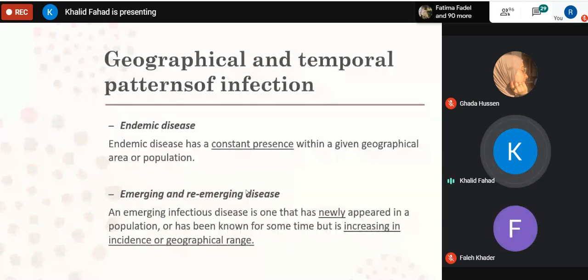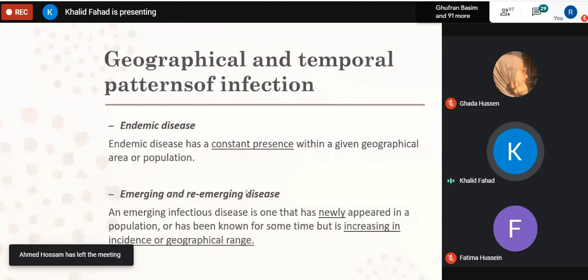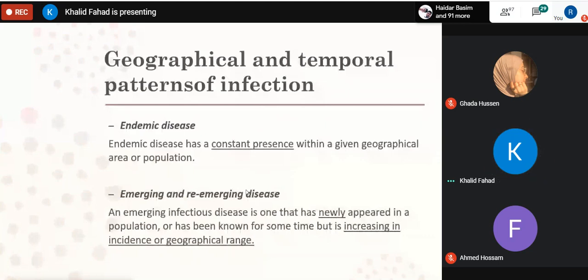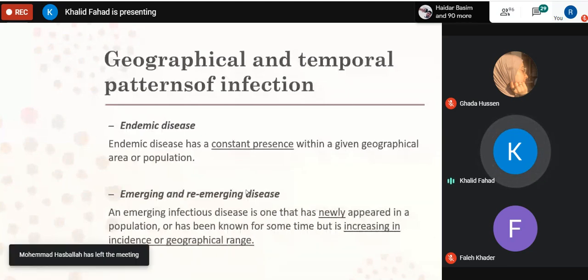What about emerging or re-emerging disease? An emerging infectious disease is one that has newly appeared in the population, or has been known for some time but is increasing in incidence or geographical range. For example, the appearance of Vibrio cholerae in Yemen in recent years, or the appearance of COVID-19 in Iraq, which is a new disease. So it is an emerging disease, and so on.